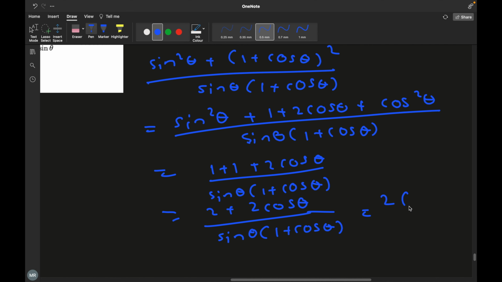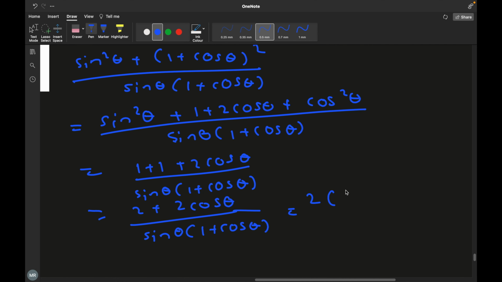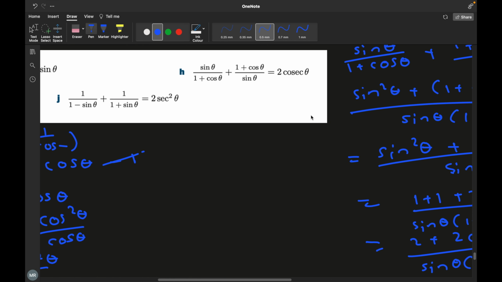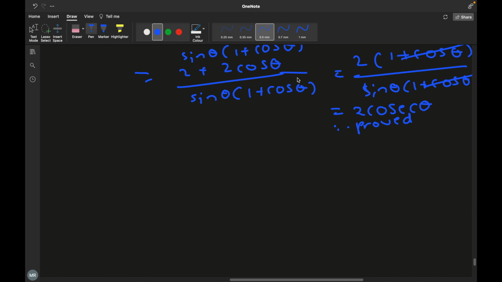Let's take 2 common, divided by sine theta into (1 plus cos theta). We can cancel these two and we're left with 2 by sine theta, which can also be written as 2 into cosecant theta. And therefore proved, because this is equal to the RHS. That's what they wanted us to prove, and that's what we did.